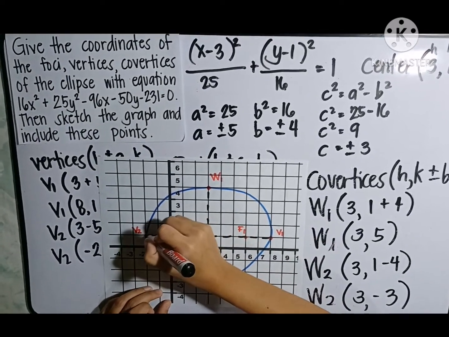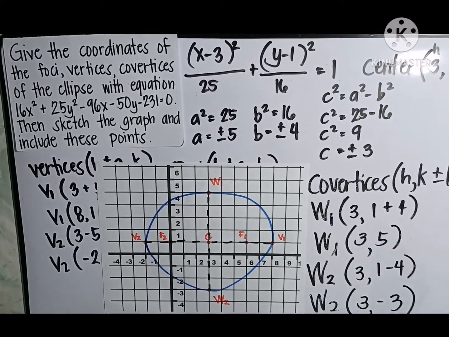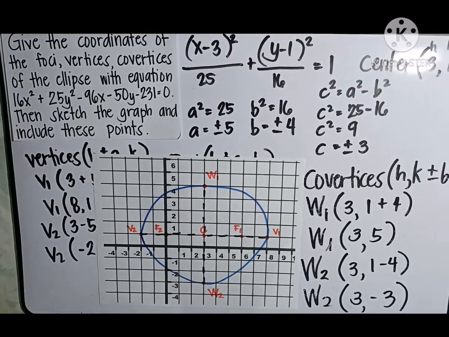As we can see, the foci and vertices are on the same line, unlike the co-vertices. That would be all for our lesson for today.